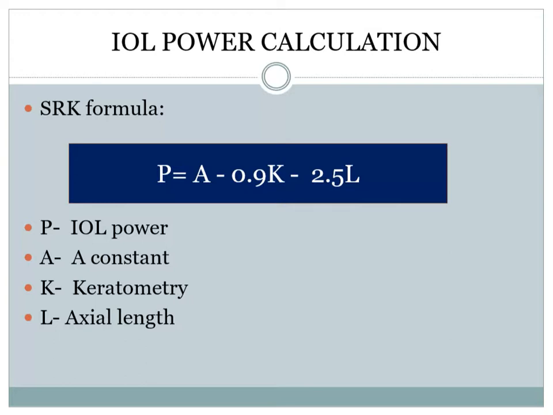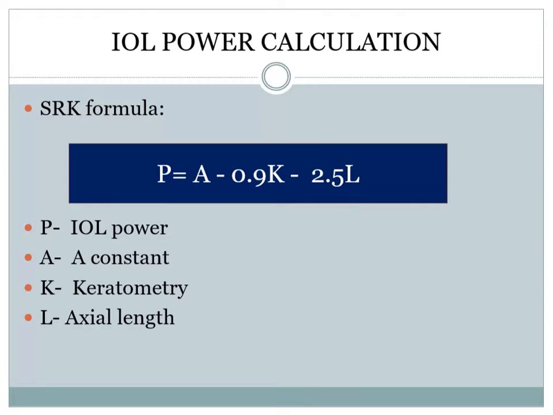Okay, so that is the reason we individualize each person and calculate his or her IOL power using the SRK formula. So how do you calculate the SRK formula? Which is represented as P is equal to A minus 0.9 K minus 2.5 L. Here, P stands for power of the intraocular lens, which you are going to calculate. A stands for A constant.